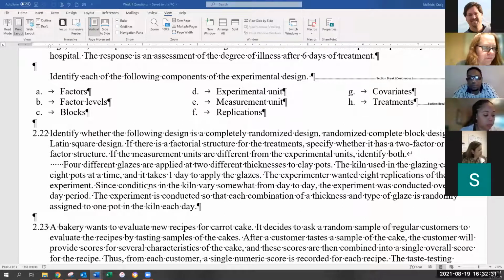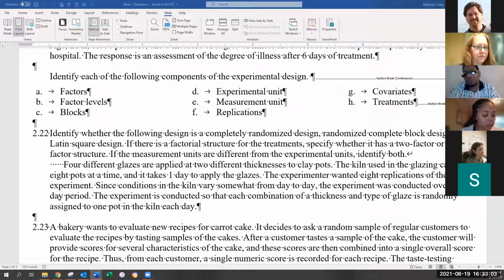So the person looks at their stuff from day to day. It says, since conditions in the kiln vary somewhat from day to day, the experiment was conducted over an 8-day period. So every day they gathered a new set of data. That is the clue that tells you this is a blocked design. So it's a completely randomized block design, and it's blocked by days because it's looking at each day as a new set of data.